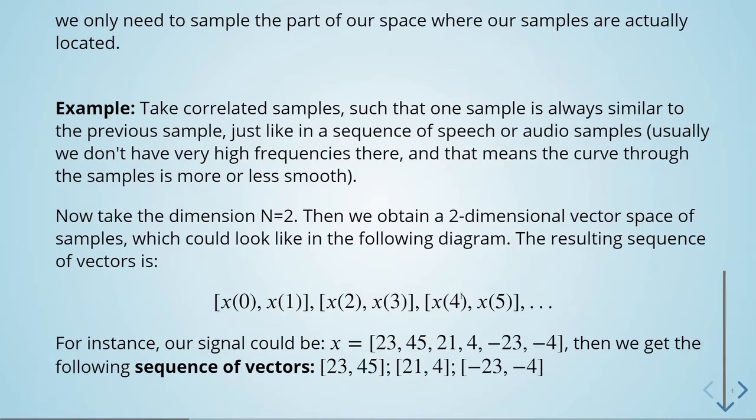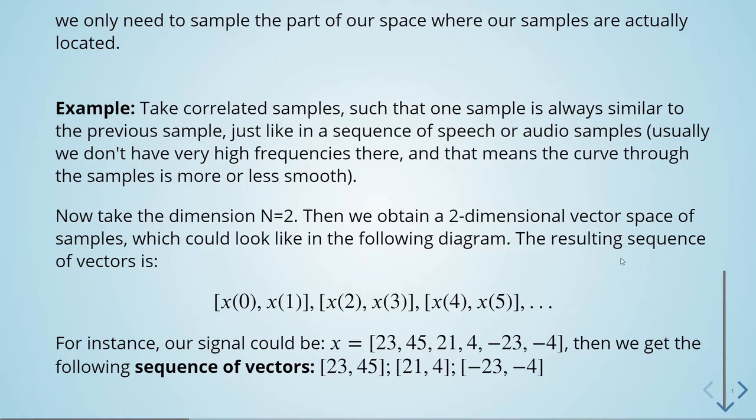So we are taking these blocks with two samples each, and then if our signal, for example, is a sequence with these numbers, we will get the following sequence of variables. So we're having vectors. We are having blocks of two samples each. So this is what we have.